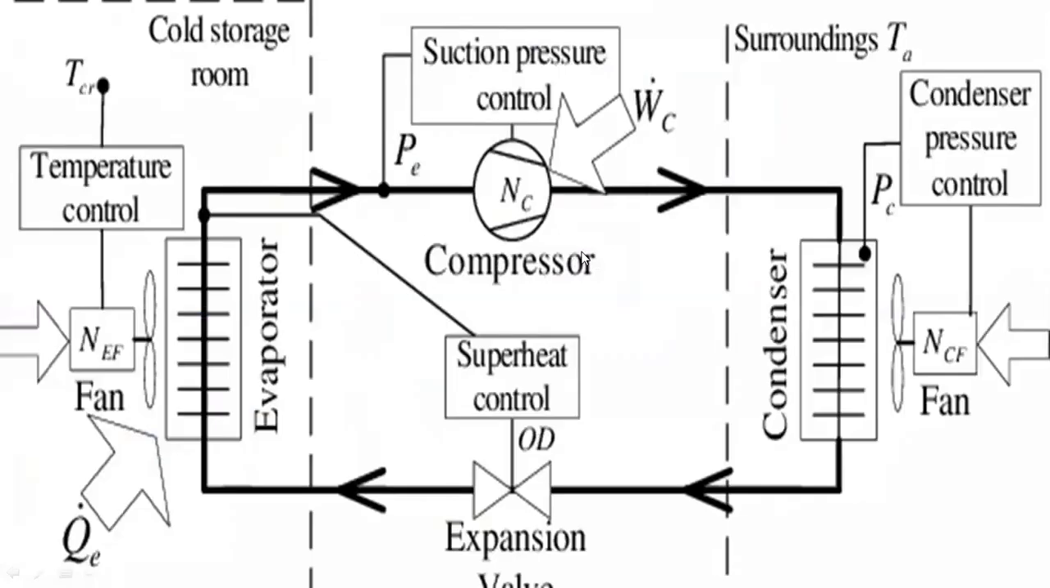To see the typical controls, we have a temperature control at the fan, basically to sense the evaporator temperature, and then a suction pressure control at the compressor. The suction pressure is controlled basically by keeping either the inlet or exhaust valves of the piston that is sucking inside the compressor, and that suction pressure is controlled here. Then we have a condenser pressure control within the condenser, a fan which is cooling the condenser, and the expansion valve here.